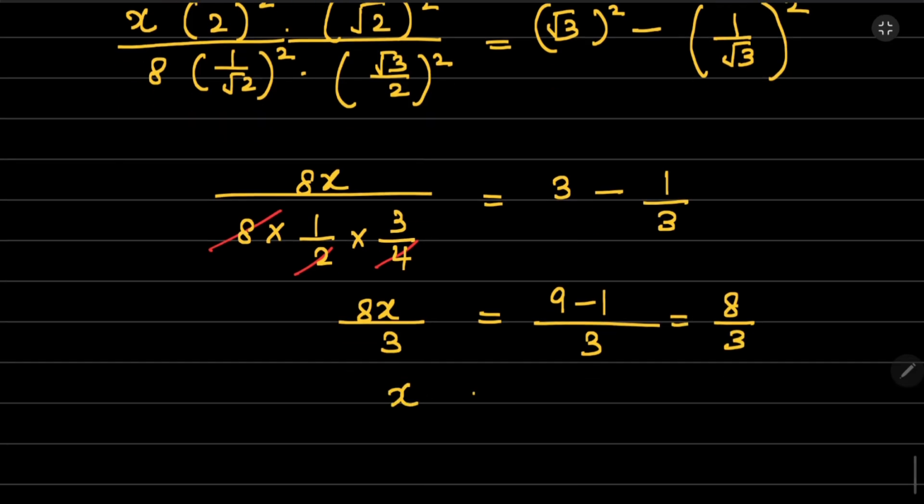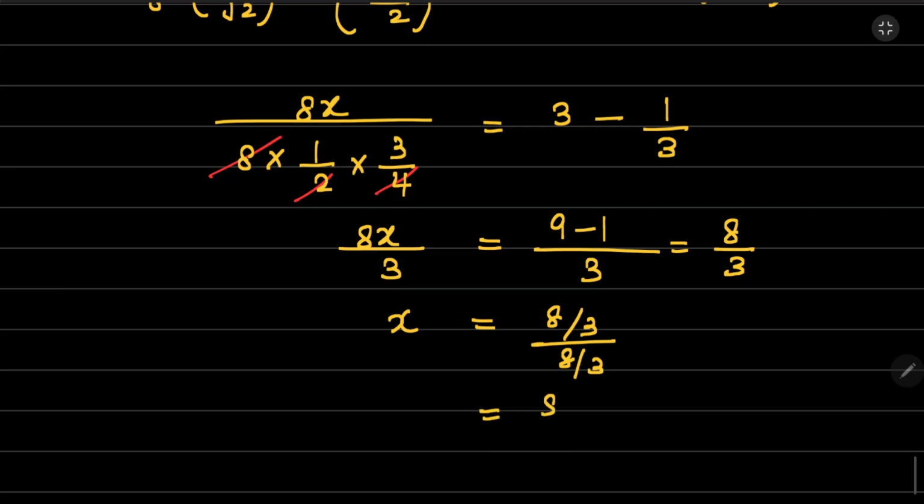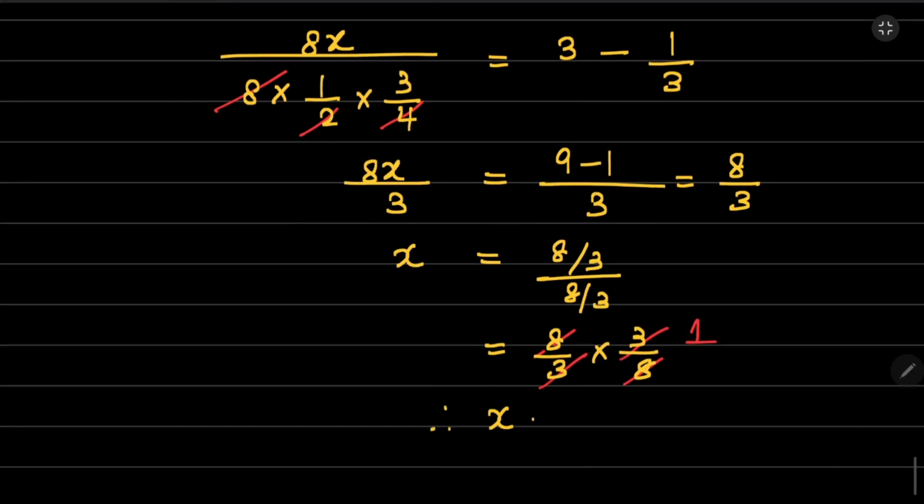Okay, so what is x equal to? 8 by 3 divided by 8 by 3. Isn't it? 8 by 3 divided by 8 by 3, which is equal to 1. But I can write 8 by 3 multiplied by 3 by 8. So here everything gets cancelled to 1. So therefore x is equal to 1 is your final answer.